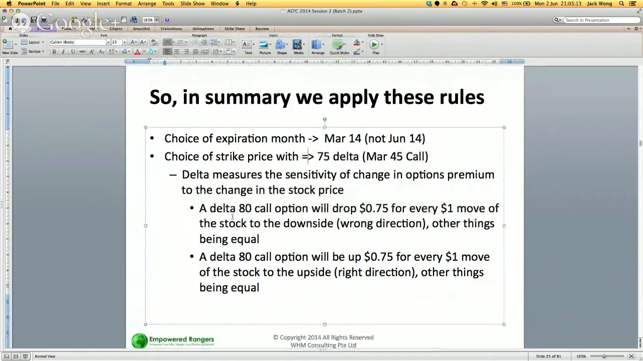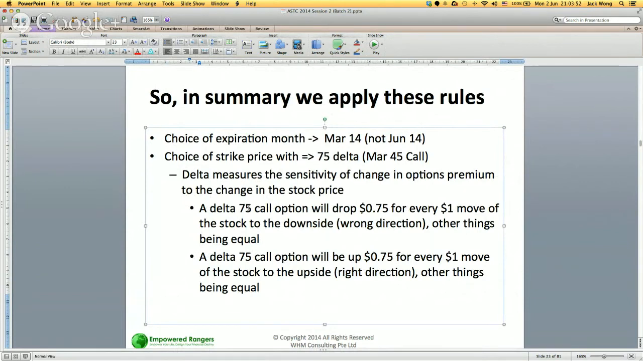What's delta? Delta essentially measures the sensitivity of the change in the option's premium to a change in the stock price. Let me put it in plain English. The option premium will drop 75 cents for every $1 move of the underlying stock to the downside, other things being equal. Whereas if the stock moves up $1, our option premium will go up by 75 cents, other things being equal. So that's what delta means.